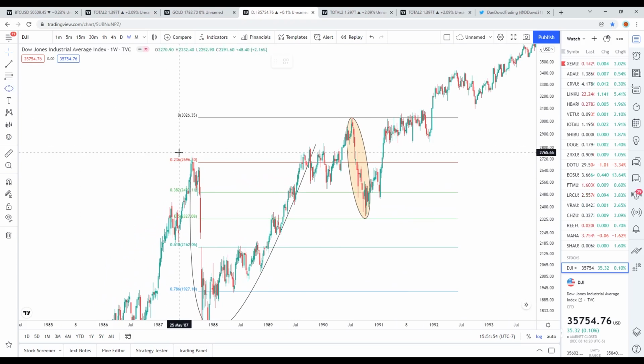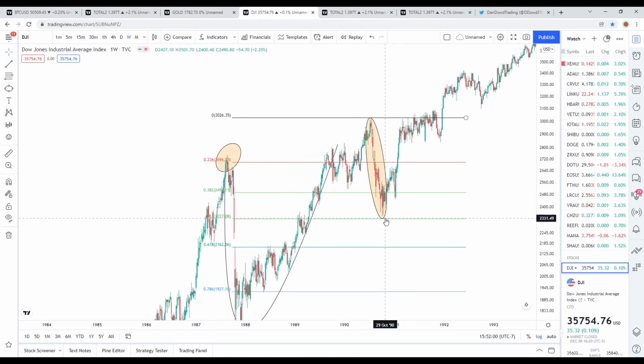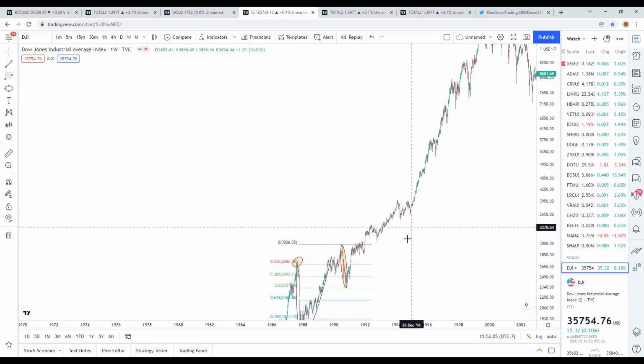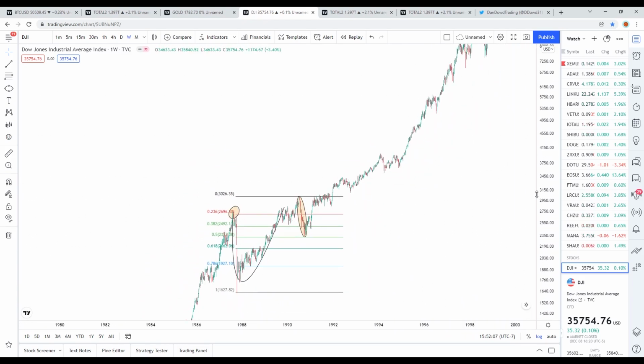It broke through this all-time high that we had over here. Once it broke through that level, retracing to exactly the same 0.5 Fibonacci retracement before bouncing very hard, and you could see what happens after that. I mean, this thing went absolutely parabolic.